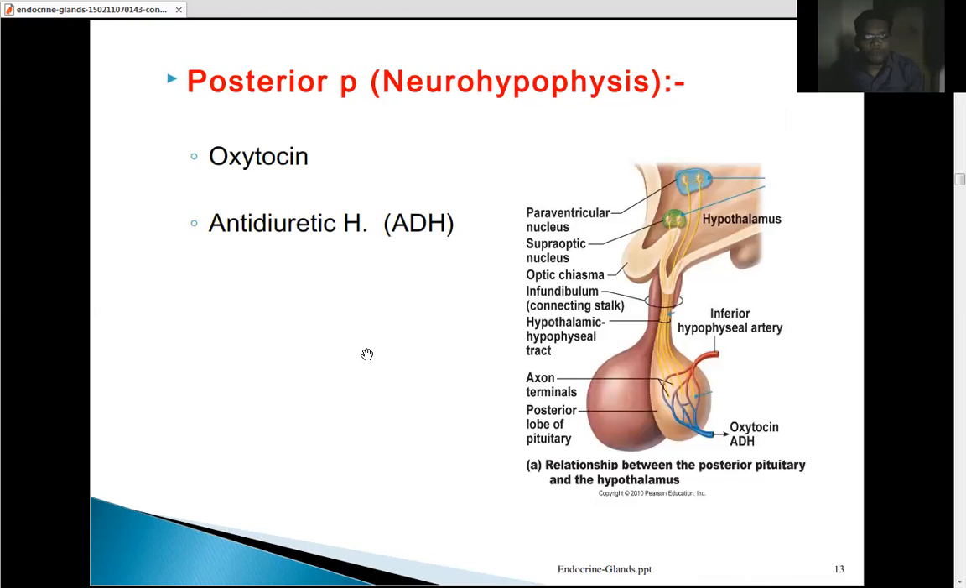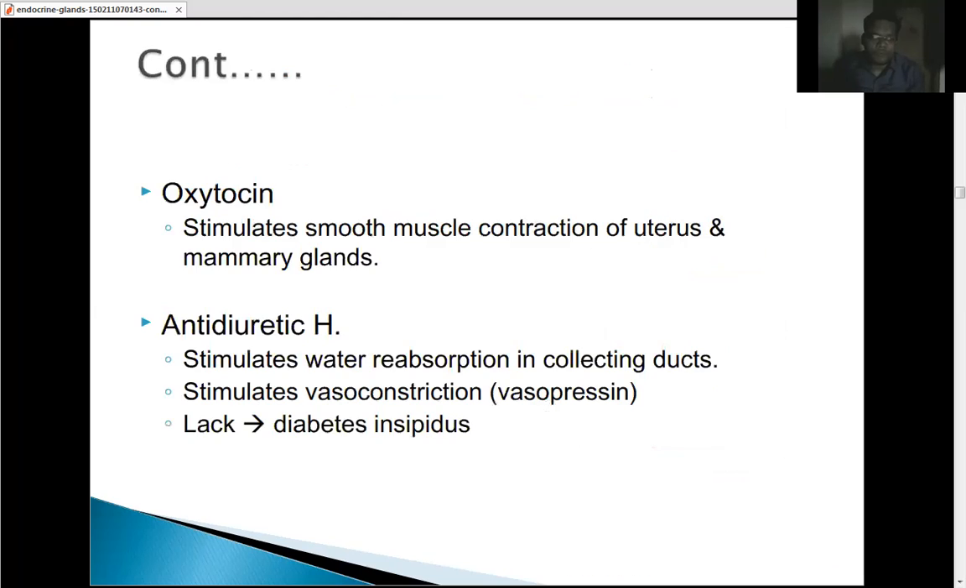In the posterior pituitary gland we find only two hormones: one is the antidiuretic hormone, ADH, and the other one is oxytocin. What is the function of oxytocin? Oxytocin stimulates smooth muscle contraction of the uterus and mammary gland at the time of labor. At the time of a baby's birth, that is labor induction.